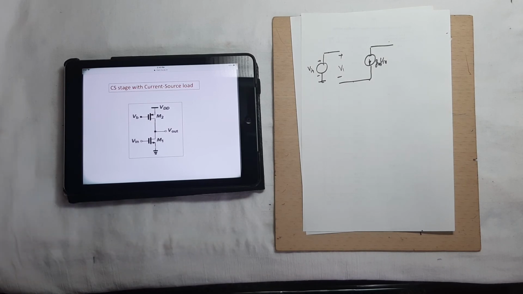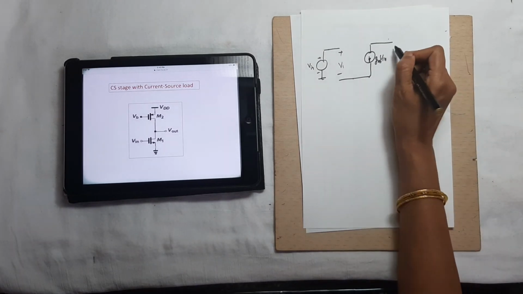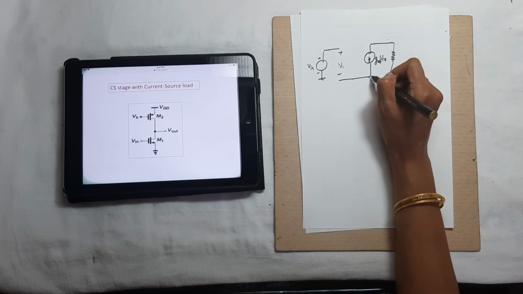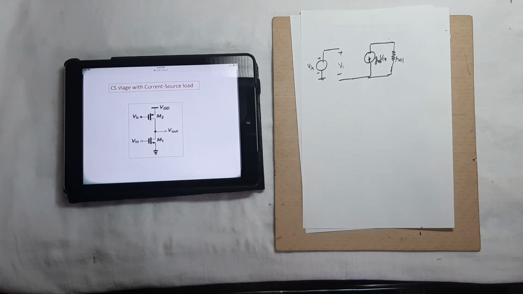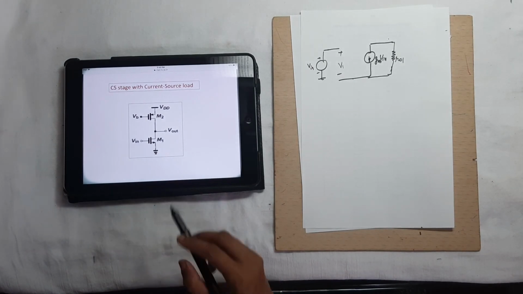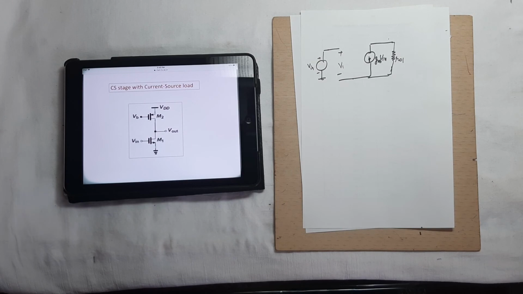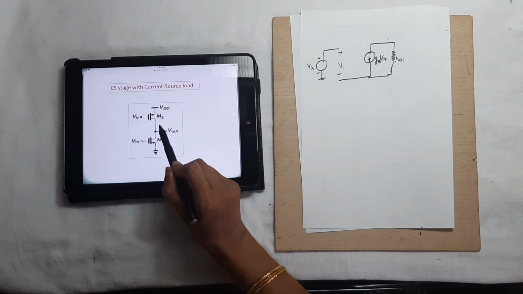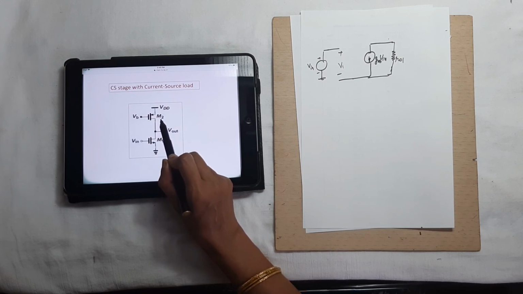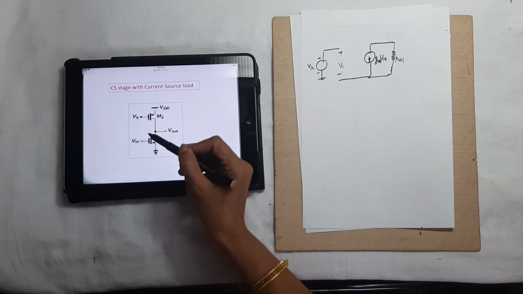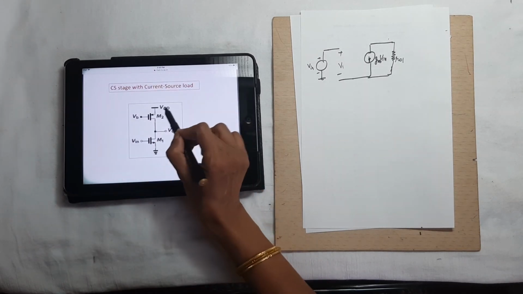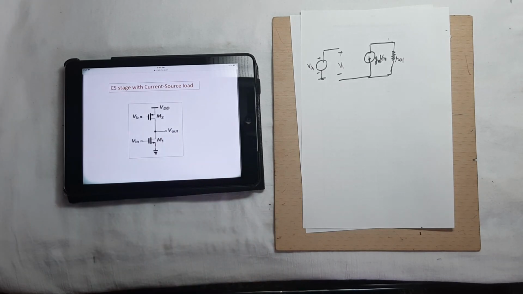Next, when we have to include the channel length modulation effect, we have to represent a resistance of r01. Why r01? Because it is with respect to the first transistor. Now apart from this circuit, we have one more transistor, and the small signal equivalent circuit with respect to this transistor should also be drawn in the same circuit. So now, VDD will be equal to 0, and even VB will be equal to 0 in the small signal equivalent circuit.